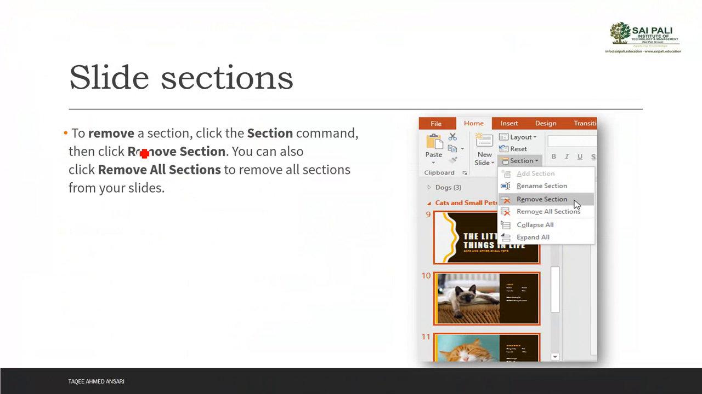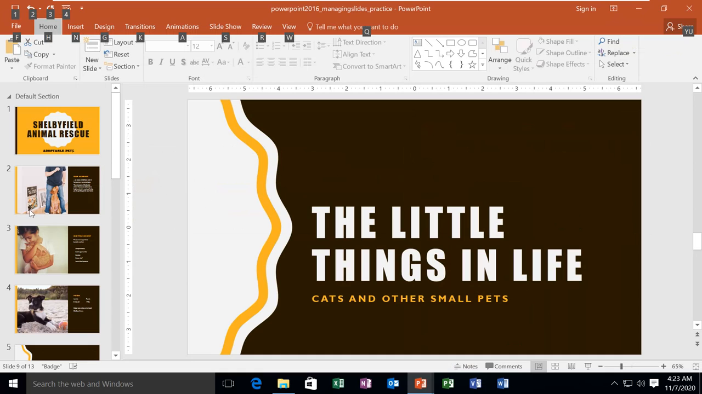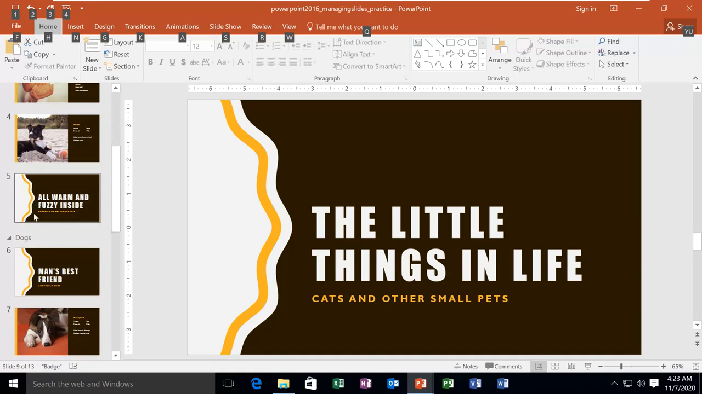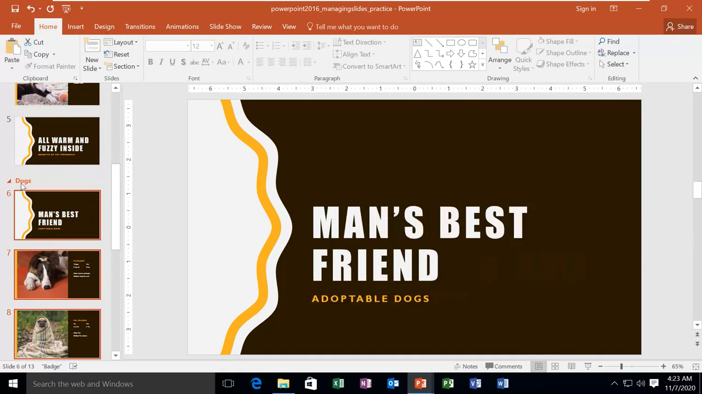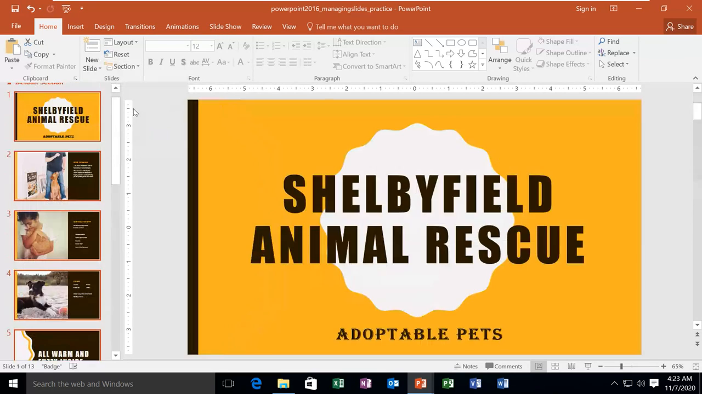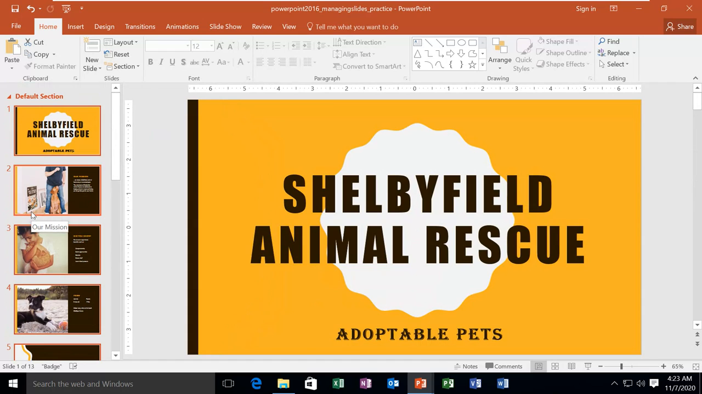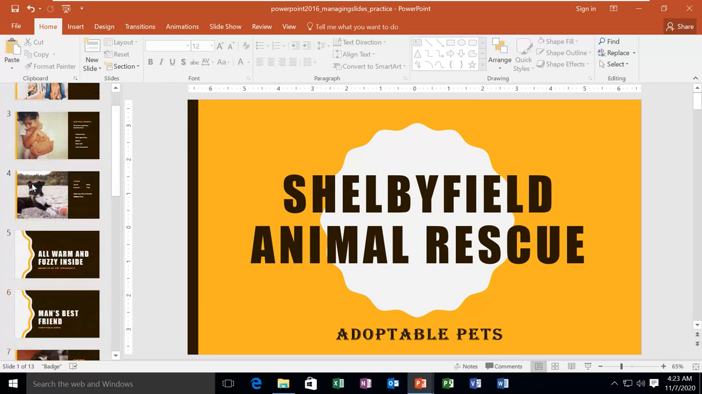Now if you want to remove a section, then from the Section command you can select Remove Section, which removes the selected section. Otherwise you can select Remove All Sections. If you want to remove one, first you have to select the section you want to remove. So you select the name of the section, and then from here you select Remove Section. That section is removed. Or otherwise you can directly go here and say Remove All Sections. It will remove all the sections.